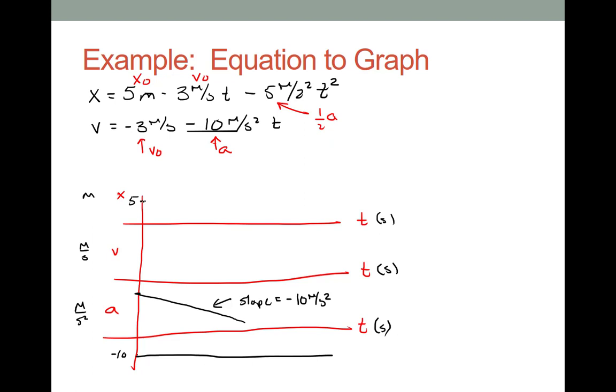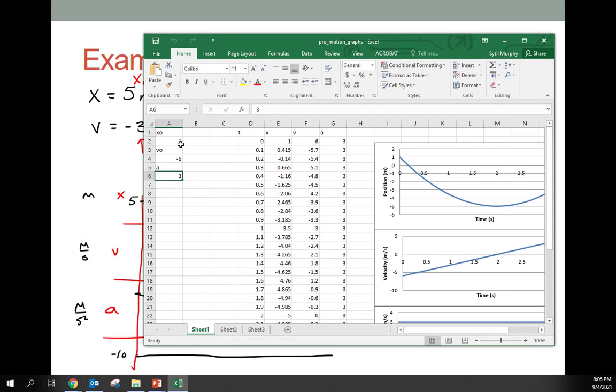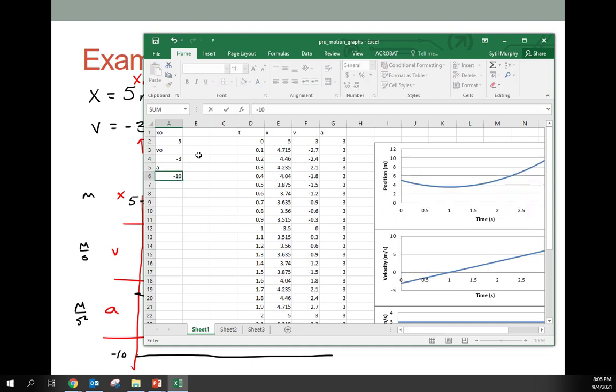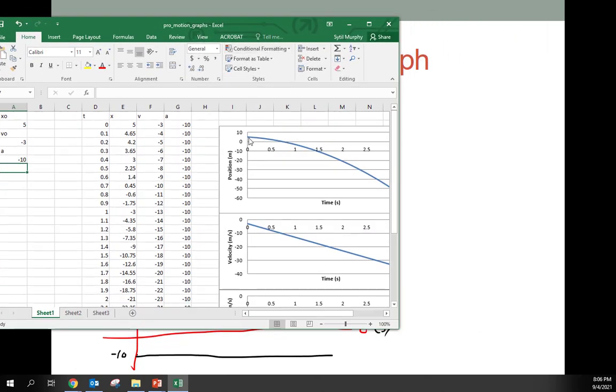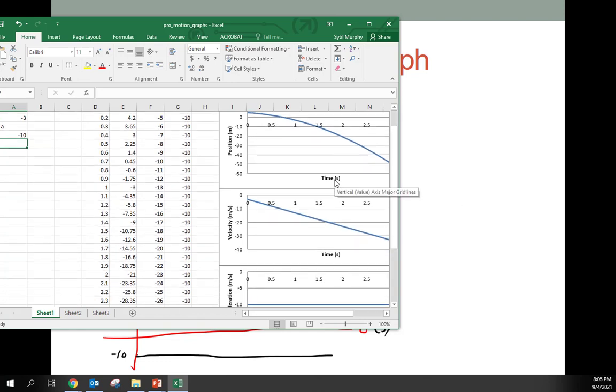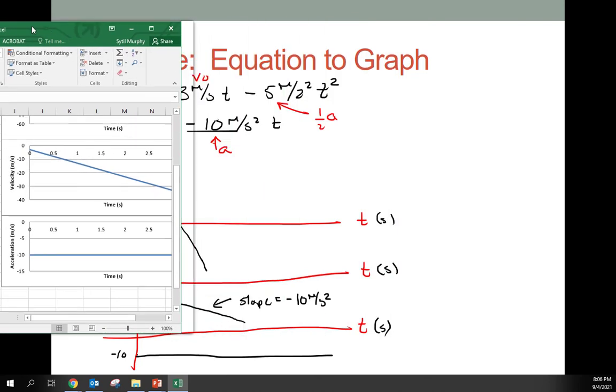I don't know if I'm at the top here. Most likely I am not. So I'm just going to kind of bring it down like this, keeping in mind that this might not be the top of the parabola. I can now go over to my Excel file, put in those values. 5, negative 3, and negative 10. And I see that indeed I have part of a parabola for position. Velocity is a straight line with a negative slope, and acceleration is constant at negative 10.